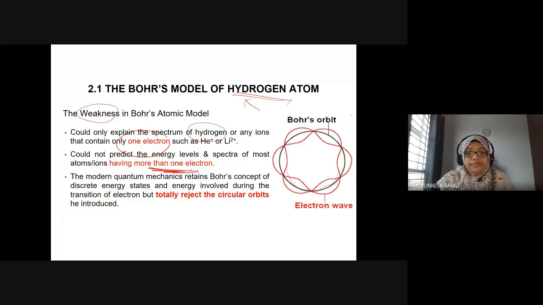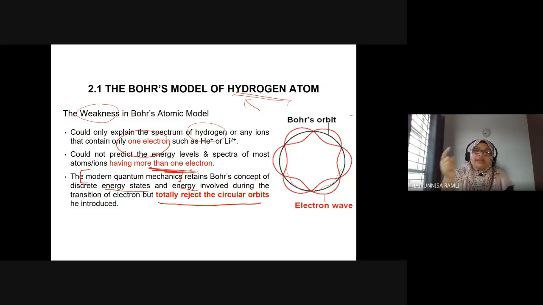But then later we came up with modern quantum mechanics, meaning a new model. This modern quantum mechanics does not totally reject Bohr's model. It retains Bohr's concept involving energy states or energy levels. They maintain the concept of energy, but totally reject the circular orbits, where the electron just moves in place like that. It is not like the way I said, going around the moon.